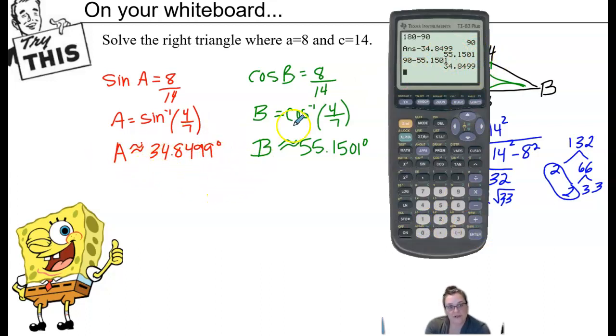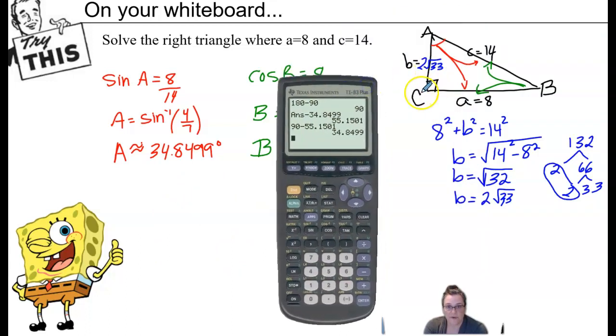So you don't have to use two trig functions to find your two unknown angles when you're given two sides. You could use that triangle sum theorem. And the triangle sum theorem says that all the angles in the triangle add up to 180 degrees. It's a right triangle, so we know that the two remaining angles, angle A and angle B, have to be complementary angles, two angles that add up to 90 degrees. And that leads us into what we're going to learn in example 4.